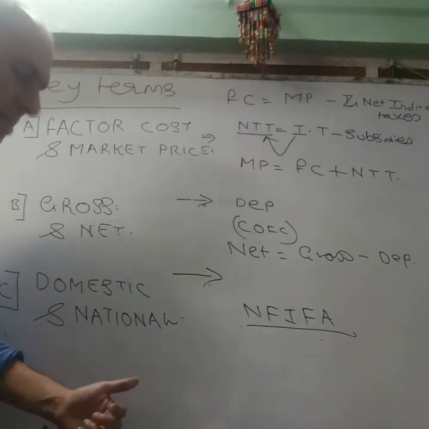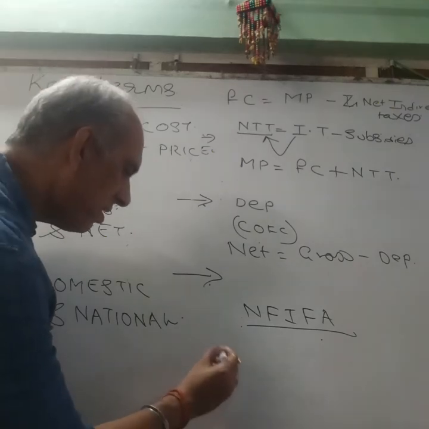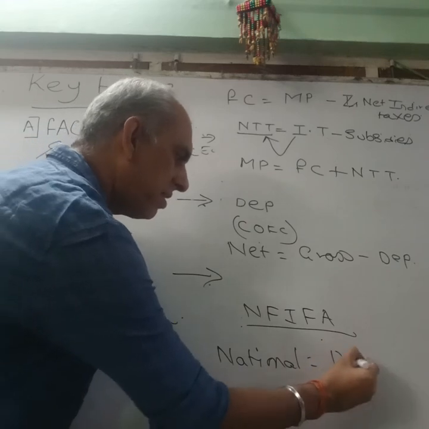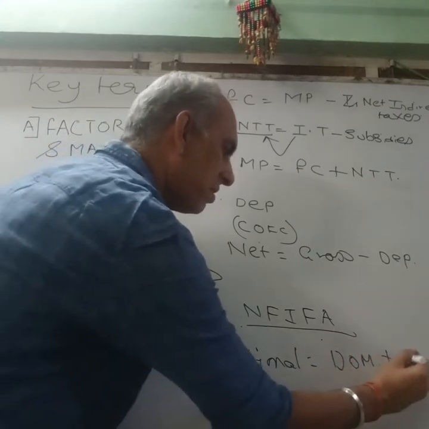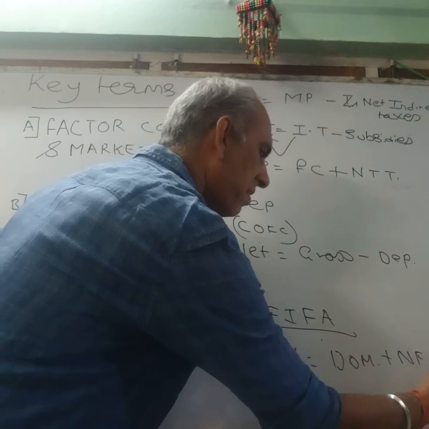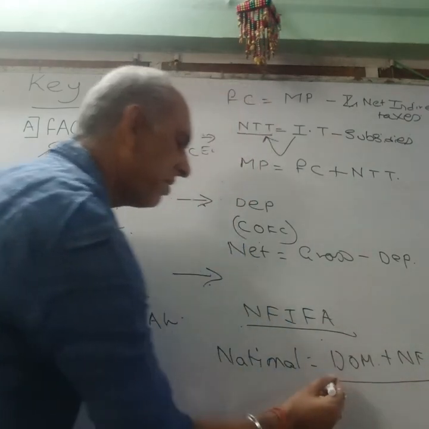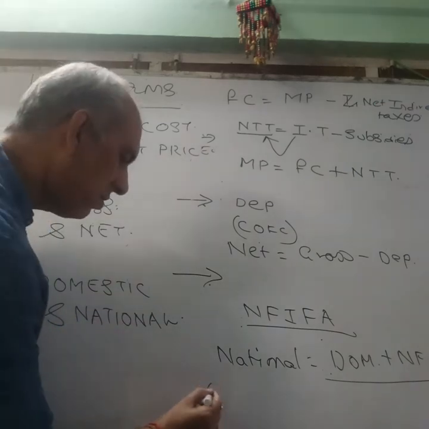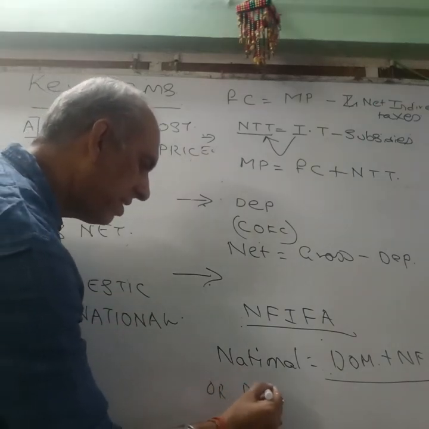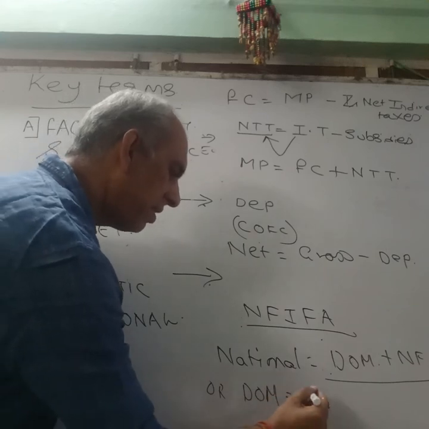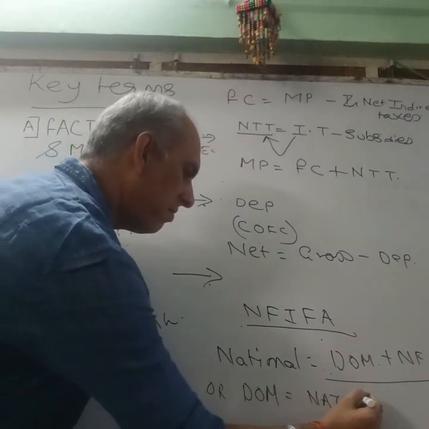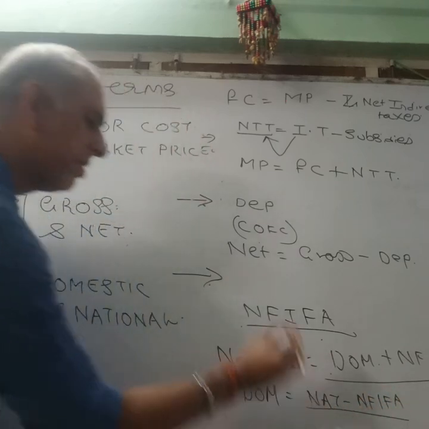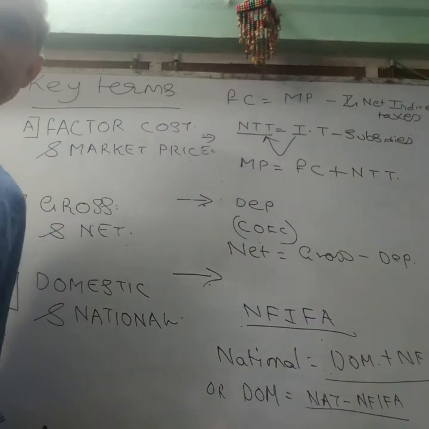Now, how to arrive at national from domestic? National is equal to domestic plus NFIA. Am I clear? Alternatively, domestic is equal to national minus NFIA. I hope it's quite clear.